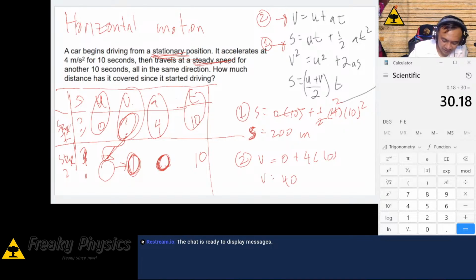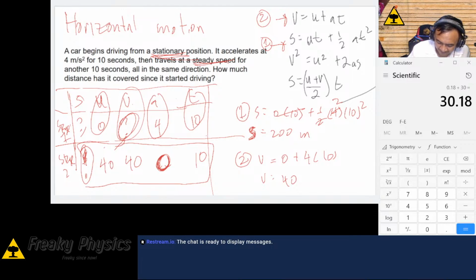So we can now replace that. We now know that this is 40, and this is also 40. Now, we are looking for s again, right? But what can we do now to find this s? We actually can use any of these, right? Which one is the most useful to find this? It's going to be this one, that's going to be for number 3.